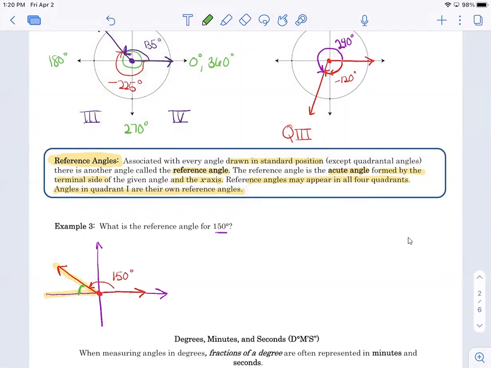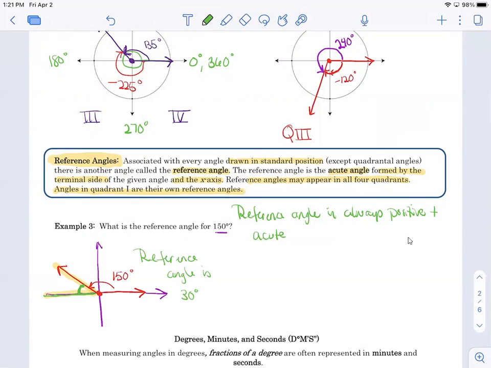The really important thing is your reference angle is always positive and acute. Acute means less than 90 degrees. So if that's 150, what would be this leftover to get to this 180? So your reference angle then is 30 degrees here.